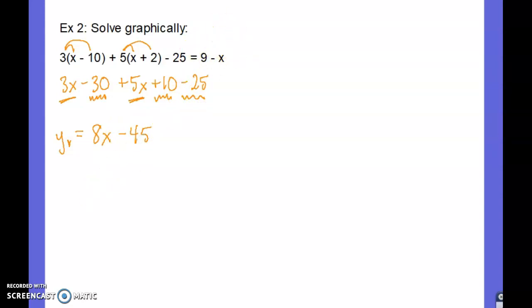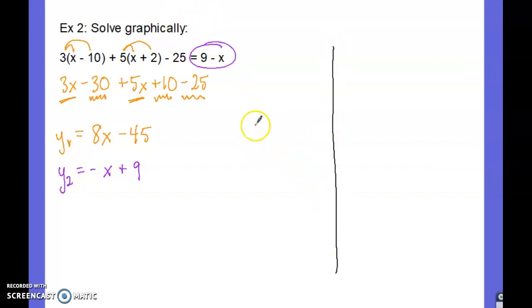Now, in the other equation, let me switch colors. Again, if you're familiar with the calculator, you might write it as y2 equals, I'm going to write negative x plus 9. So as you look at a graph, we're going to go down to negative 45. I'm just going to count by tens. I hope you're okay with that. 10, 20, 30, 40, about halfway down. So right there is 0, negative 45.